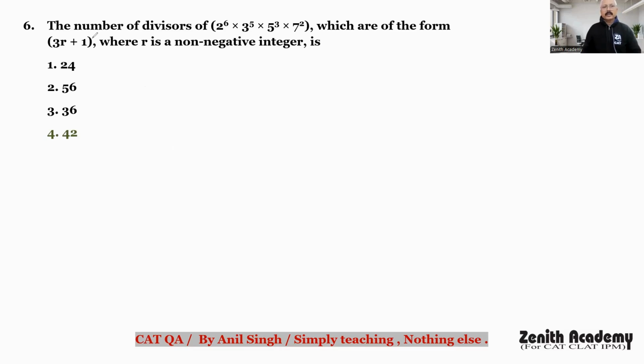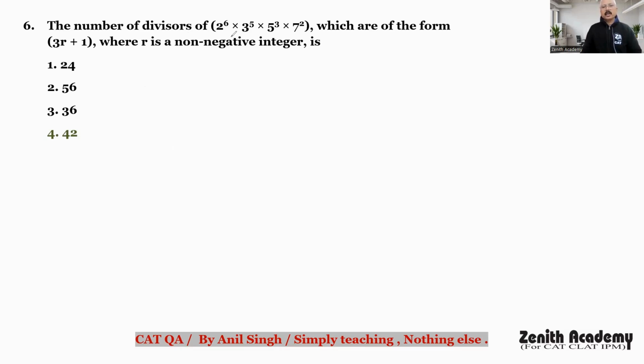So now the question is: the number of divisors of 2 to the power 6 into 3 to the power 5 into 5 to the power 3 into 7 to the power 2, which are of the form 3r plus 1, where r is a non-negative integer. Okay, r is a non-negative integer, which means the value of r may be 0, 1, 2, 3, like this. So let us first understand what this question is.